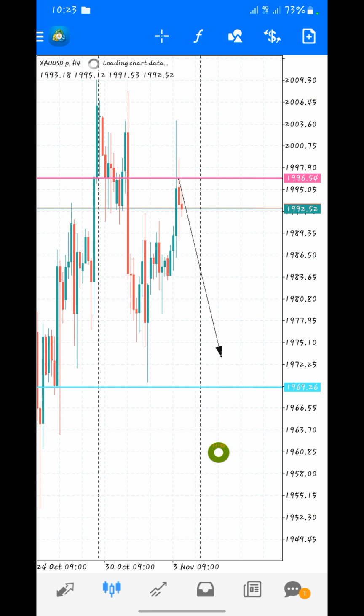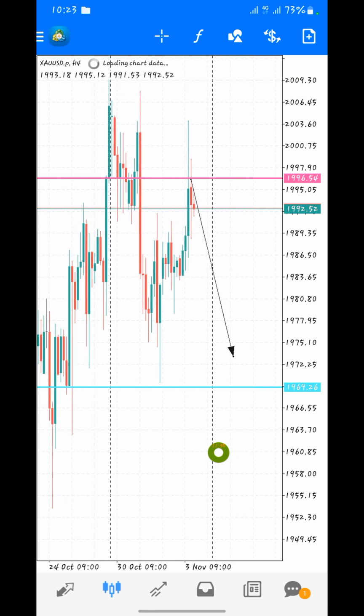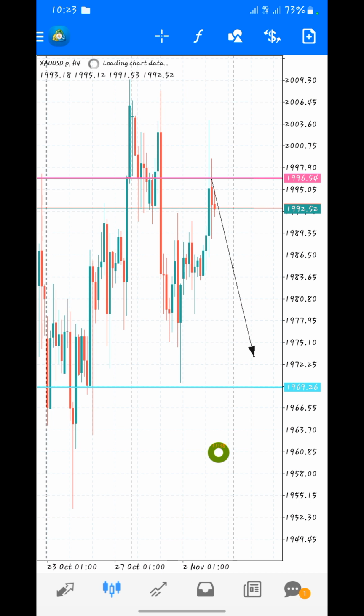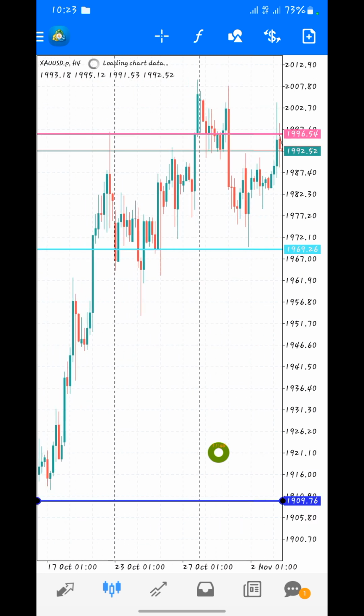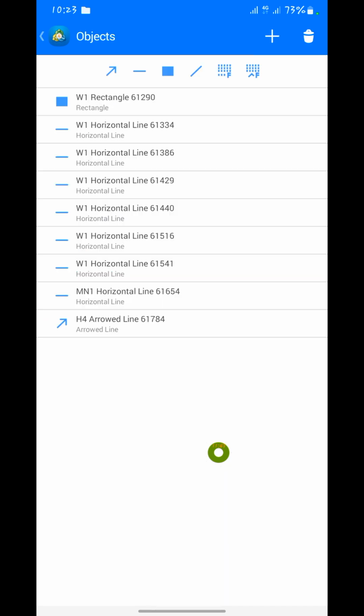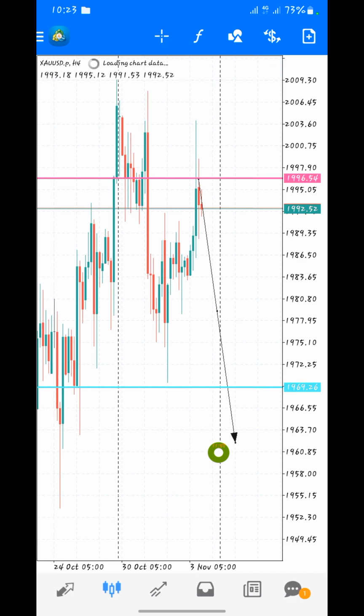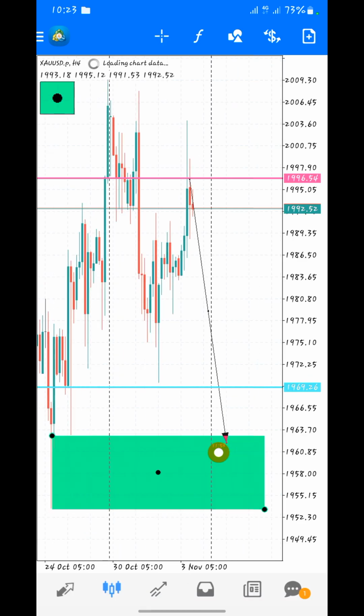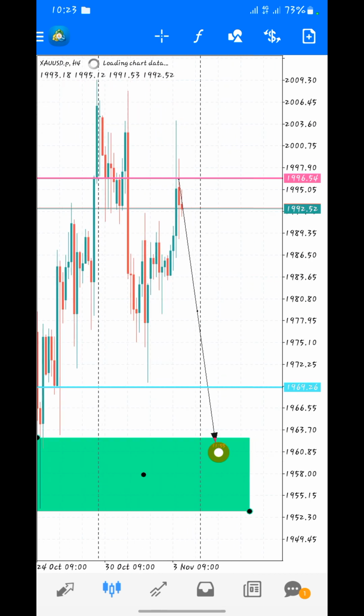The market will come down, and it has a possibility of breaking those zones and forming a possible support zone at this point. So that's what I'm expecting from the market as the week starts from Monday. It will come down to these prices of 1960s, and then it will make a pullback to higher levels.